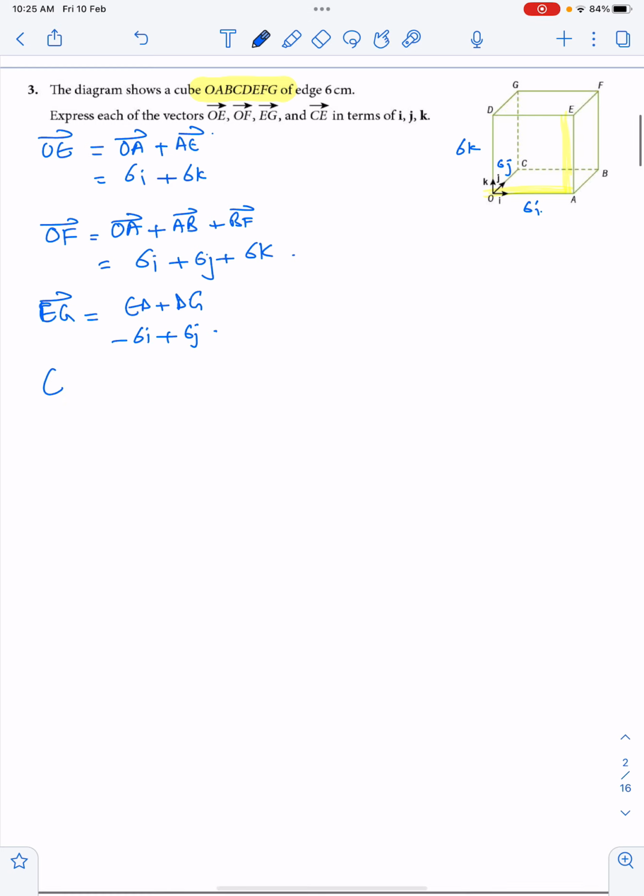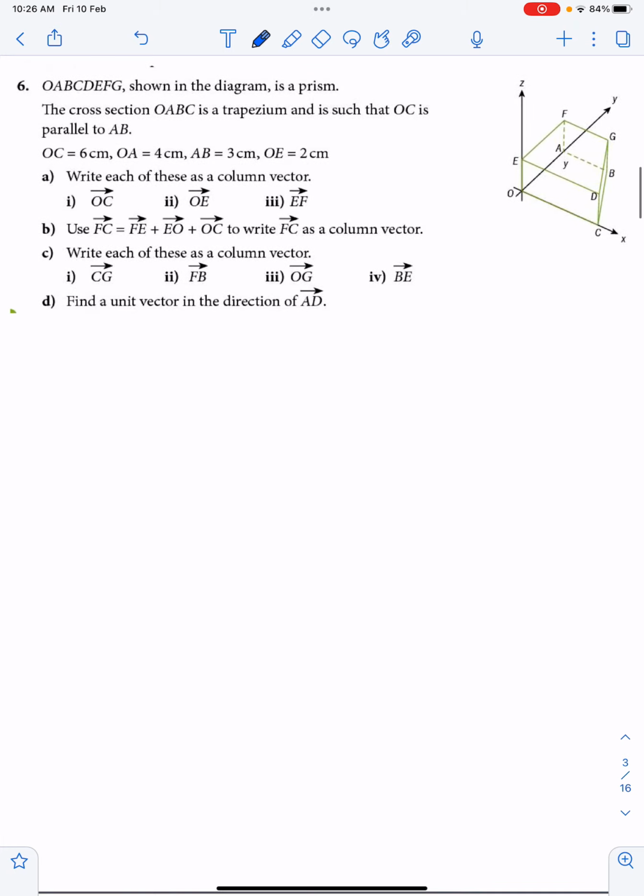Then you have to do CE, C to E. C to E can be minus CO plus OA and AE. So I'm writing minus 6j plus 6i plus 6k. This is the answer. Okay, let's do another question.